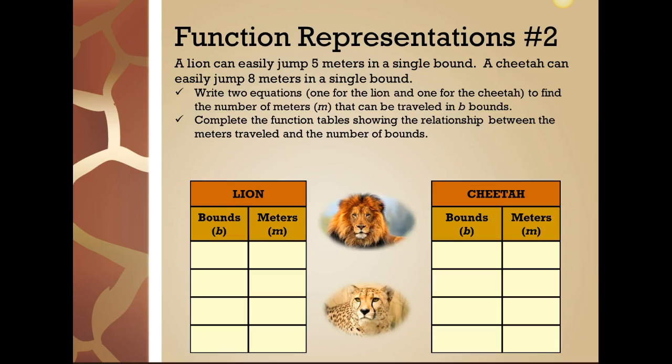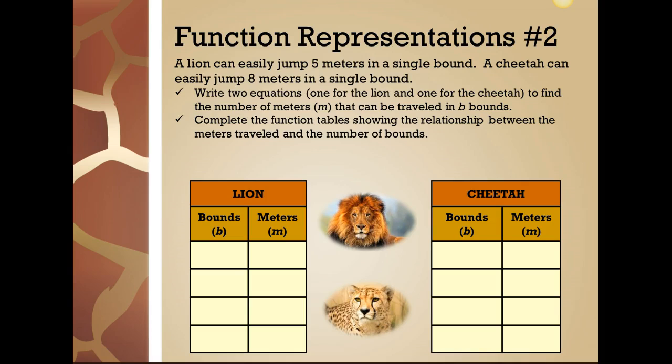A lion can easily jump 5 meters in a single bound. A cheetah can easily jump 8 meters in a single bound. Write 2 equations, one for the lion and one for the cheetah, to find the number of meters that can be traveled in an unknown number of bounds. Then complete the function tables showing the relationship between the meters traveled and the number of bounds. First, we will write our equations.